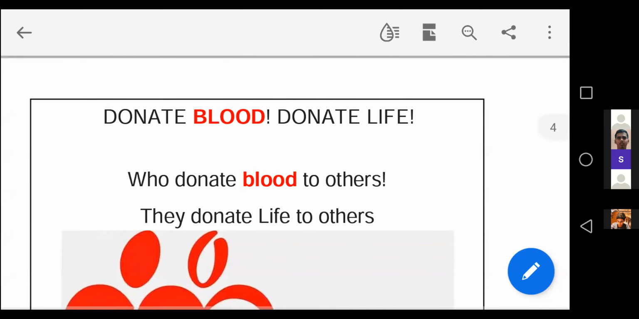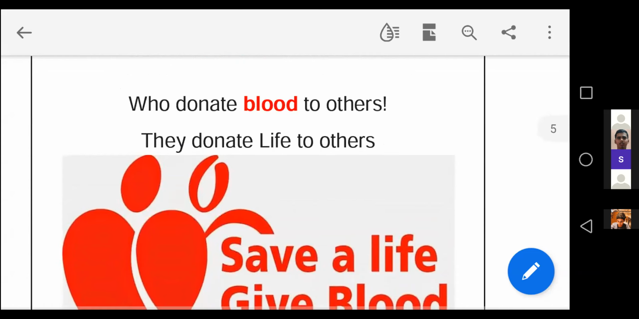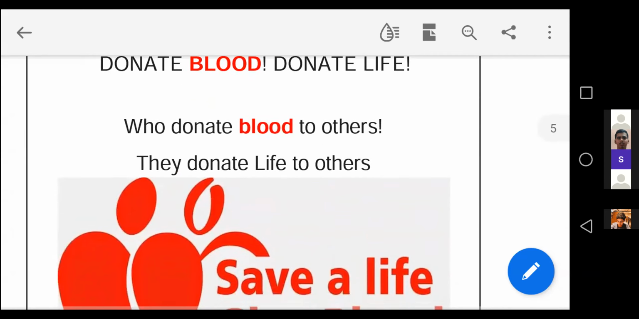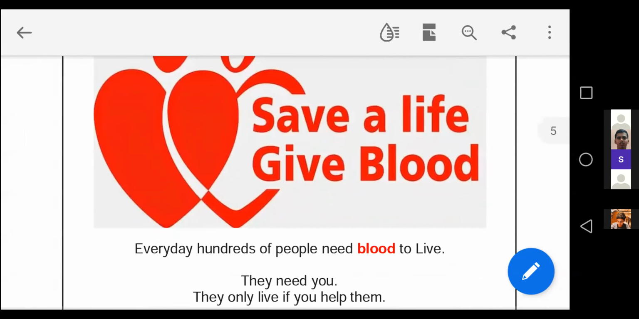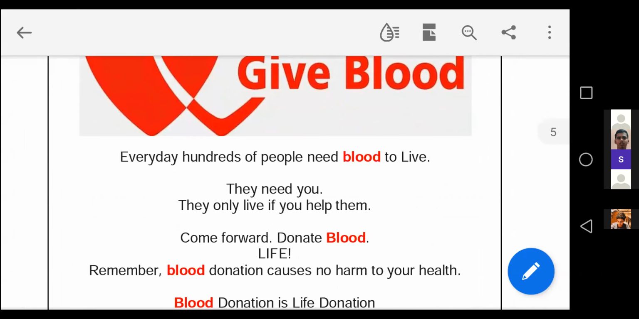Okay, so this is a sample of an appeal. Donate blood, donate life. Now here colors have been used, but you are not supposed to. You can draw only with pencil. Those who donate blood to others donate life to others. So save a life, give blood. Every day hundreds of people need blood to live. So this is your strong statement. There are many people who are in need of blood, right? So this will definitely appeal to your heart.